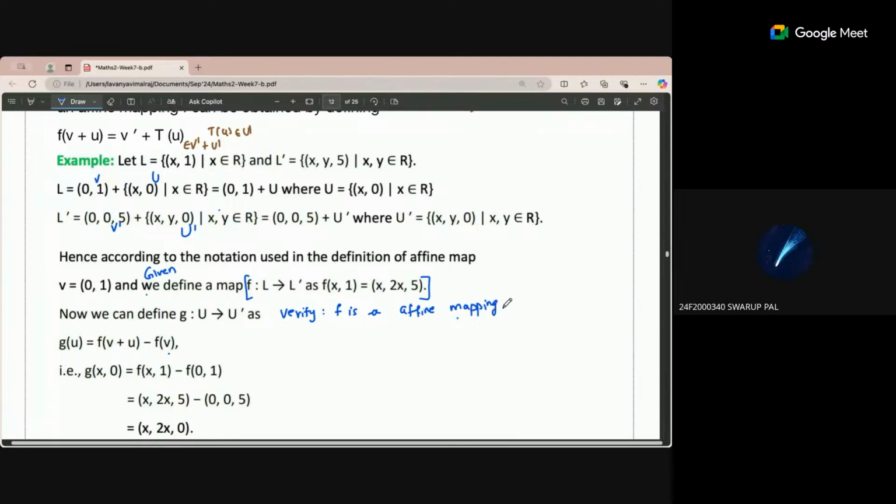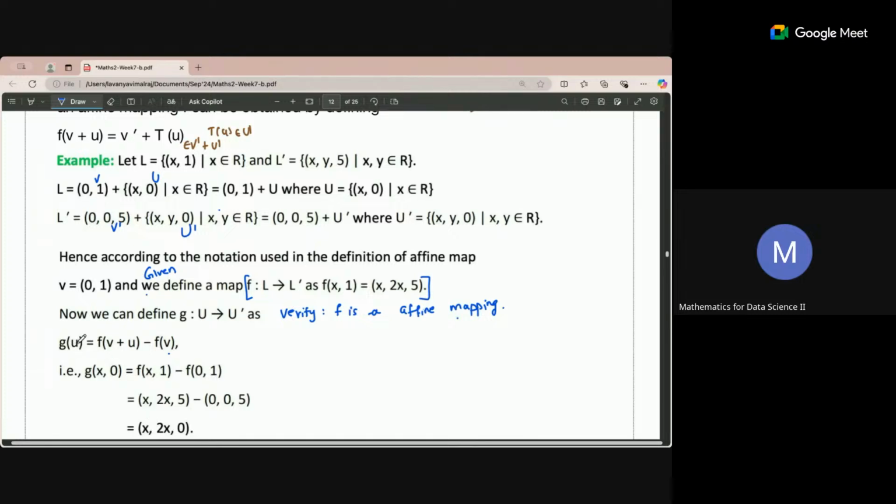Ma'am, can you explain the example once more? Okay, so here first of all we have L and L dash and we are writing them as V plus U and V dash plus U dash. This part is fine, right? Yes. Next, we are given a map f from L to L dash in this way. We are going to verify whether this is an affine mapping. According to the definition, this is an affine mapping if the underlying transformation G from U to U dash defined in this way is a linear transformation. So we are looking at what this G is first of all.